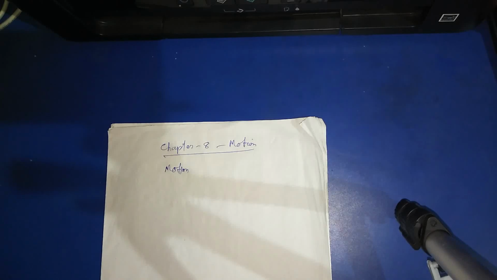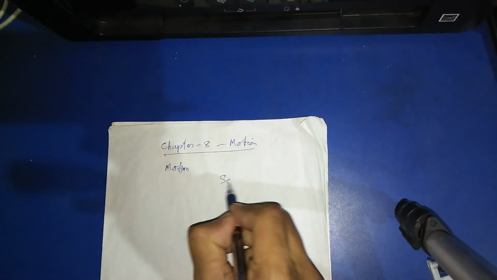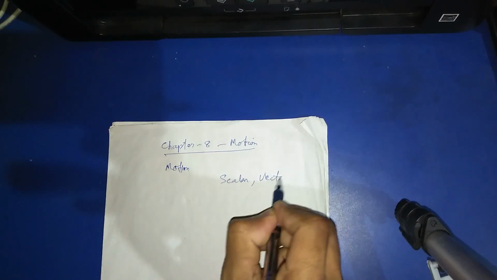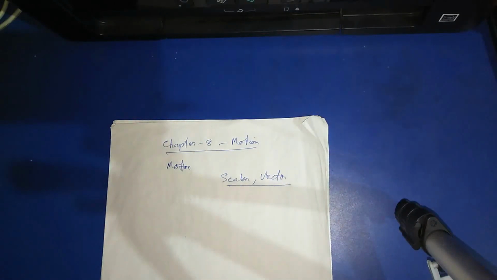Then there are two types of quantity. One is scalar quantity, another one is called vector quantity. Scalar quantity means all those physical quantities which depend only upon magnitude. Magnitude means the value. And vector quantity means all those physical quantities which depend both on magnitude as well as direction. So physical quantities like distance, time, acceleration, velocity, force, work, pressure, current, all those are physical quantities.